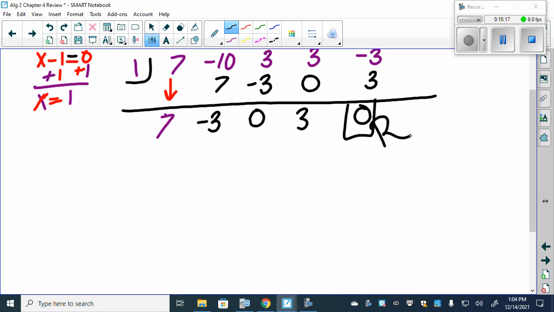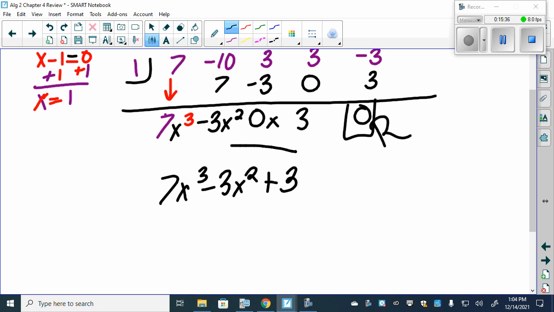3 would be our constant term. 0 would be the term with x. 3 would be the term with x squared, and 7 would be the term with x cubed. So that gives us 7x cubed minus 3x squared plus 3. Because any of the terms that are 0, we don't have to rewrite them back in. We can just leave them out.